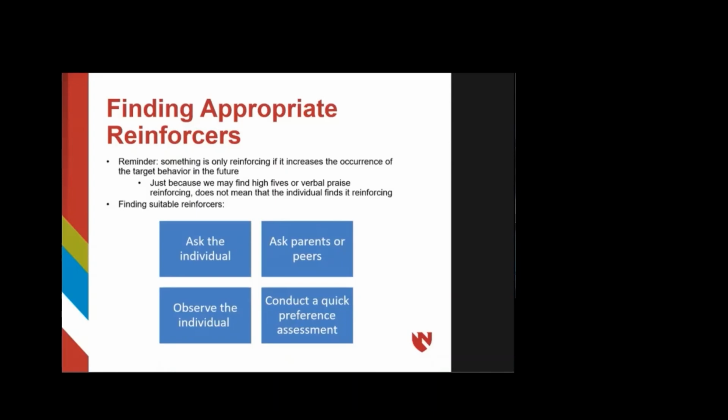There are many ways to find appropriate reinforcers. So if the individual is able to communicate their preferences, you can ask them what kind of praise or reinforcement that they prefer. If they're not able to communicate their preferences, you can also ask their parents, peers, or just observe them. You can also conduct a quick preference assessment between different items, different activities, and different forms of praise. You can use just one of these methods, or you can use several of these methods to get different perspectives on reinforcers.